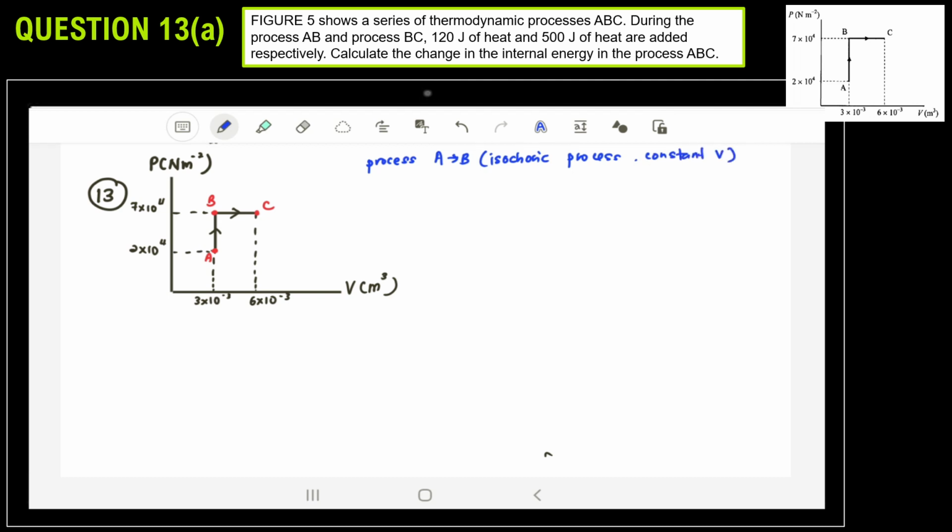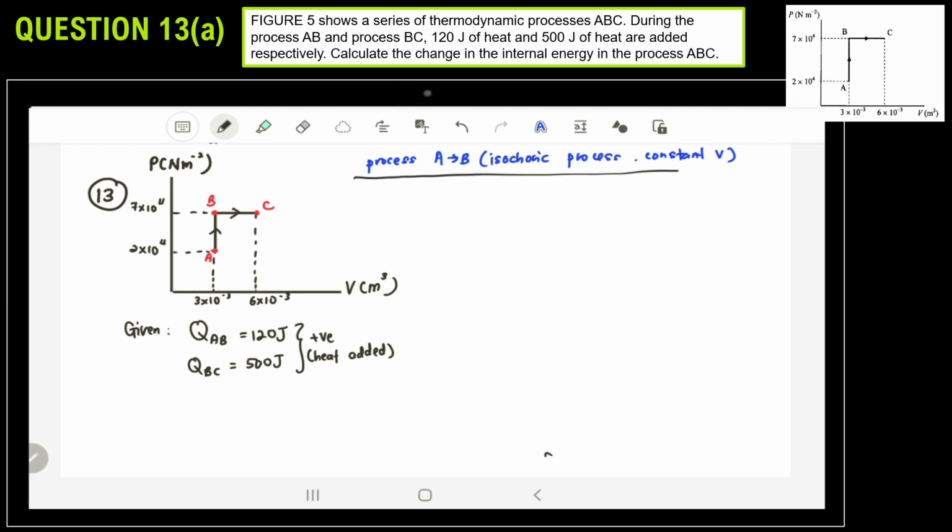Given from the question, for AB we have 120 joule of heat added to the system, and for BC it's given 500 joule. You can see this value is positive because heat is added to the system. If heat is released from the system, Q is a negative value. Now let's proceed to process A to B. In an isochoric process, V is constant. Therefore, W is equal to P delta V, so V final minus V initial is equal to 0. So W is equal to 0 joule.